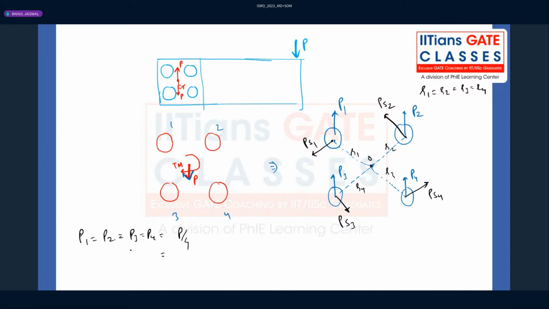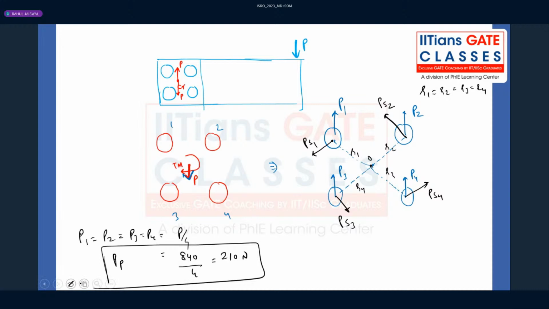Now, what is the load which is acting? The load is 840. That 840 divided by 4, how much will it be? 210 Newton. That is the primary force we got to know. The primary force is 210 Newton.